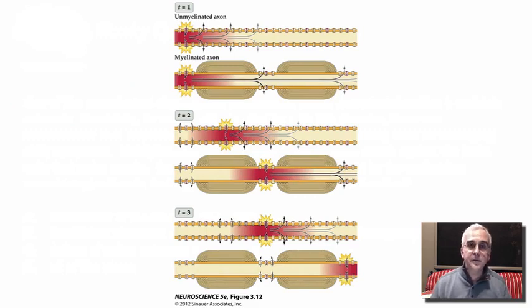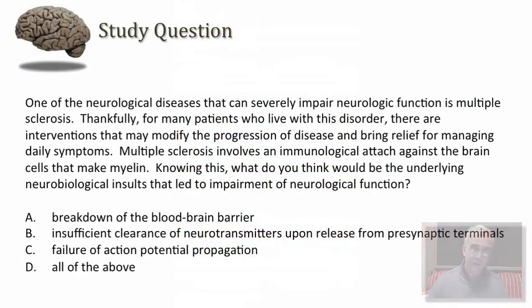So I'd like to leave you with a study question that will challenge you to consider how these concepts might play out in a clinical condition that might affect the integrity of myelin sheaths around axons. One of the more common conditions that can produce this result is multiple sclerosis. So consider the study question that you can find here, as well as at the bottom of your tutorial notes, and respond accordingly.